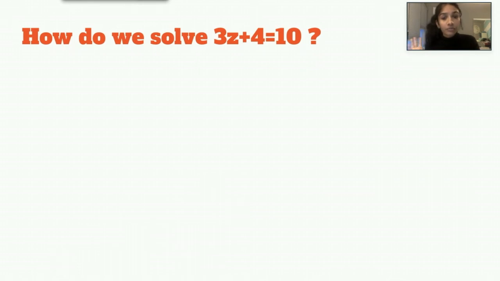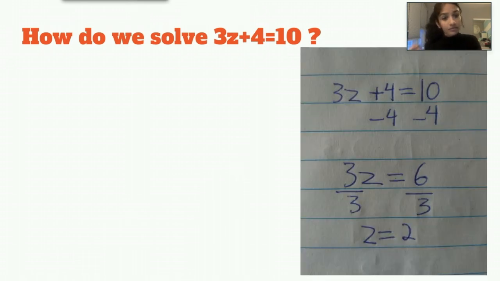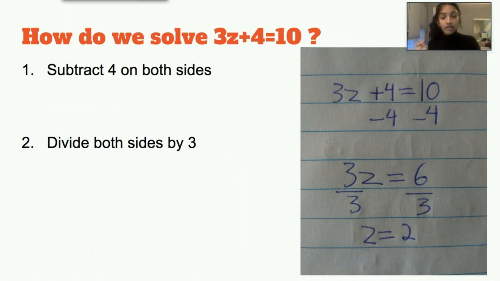Now we're going to look at more complex equations because they're going to combine a bunch of properties, but it won't really be that hard. Trust me, we got this. And so we have 3z plus 4 is equal to 10. Our first step is to subtract 4 on both sides. And we do that over here. And we're left with 3z is equal to 6.